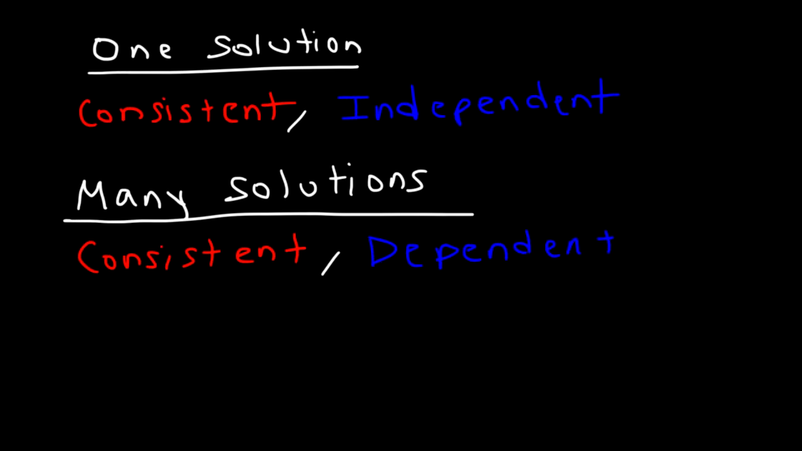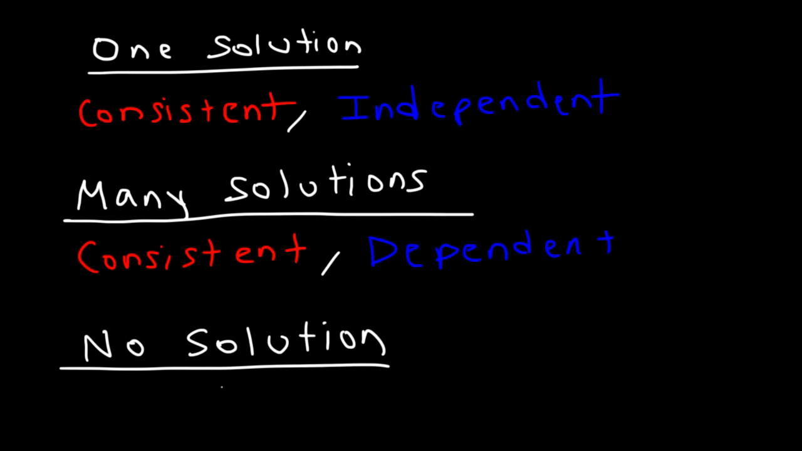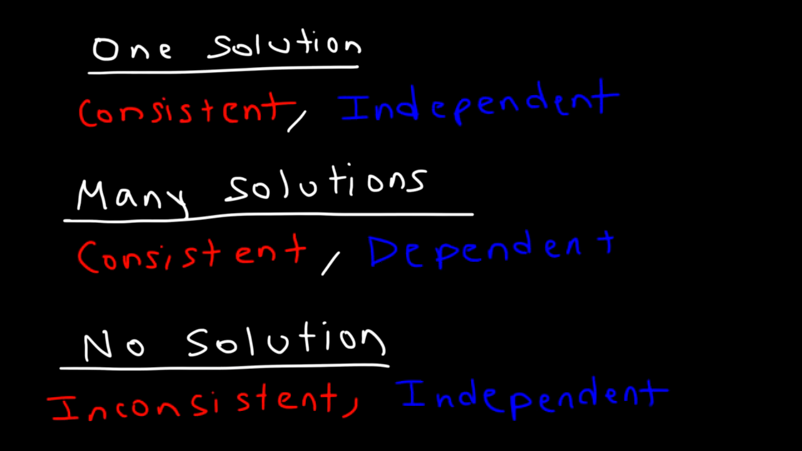Now, sometimes there's going to be no solution. If there's no solution, it's going to be inconsistent. In addition, it's going to be independent if there's no solution. So make sure you know this information. And now we'll go through a few examples using this information.